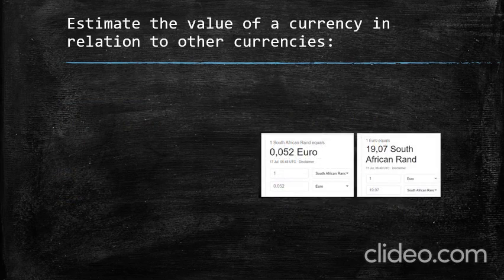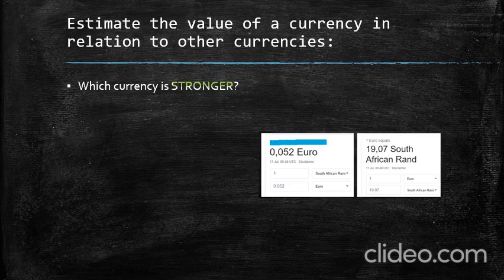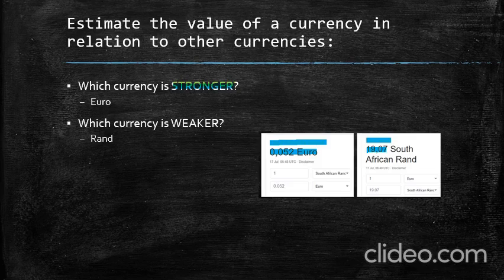So when we use this information that was just given to us, we can answer questions about it. So if there's a question like which currency is stronger, we need to have a look at what the information is saying. So first of all, it's telling us that if we give someone in the European Union 1 Rand, we will get 0,052 euros. However, if they give us 1 euro, then we'll have to give them 19,07 rands. So in this case, the stronger currency is definitely the euro, and therefore the weaker currency is going to be the South African Rand.